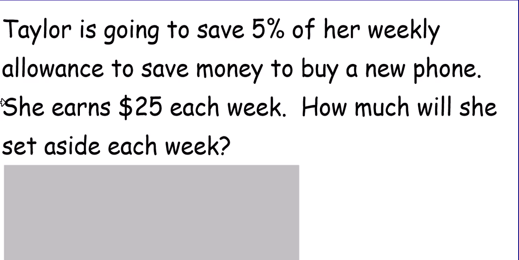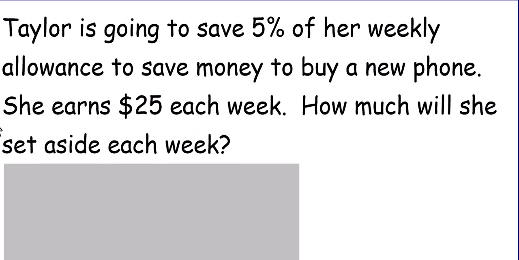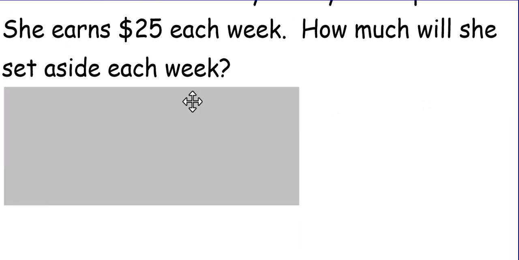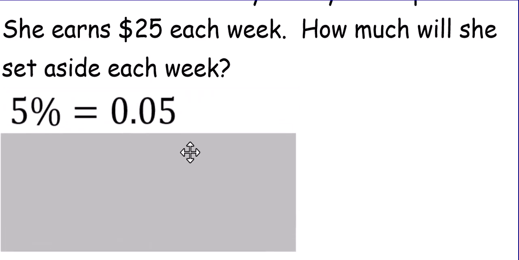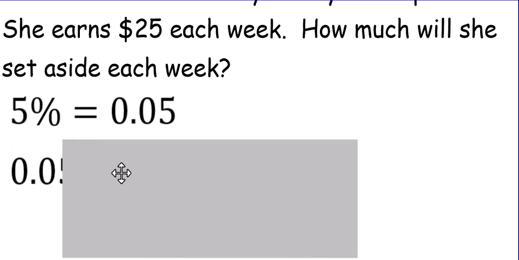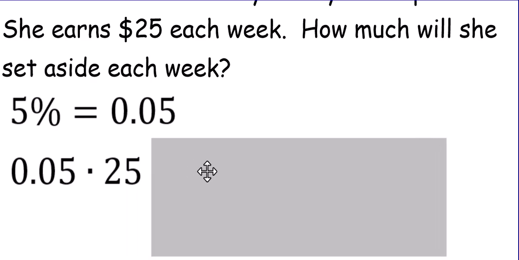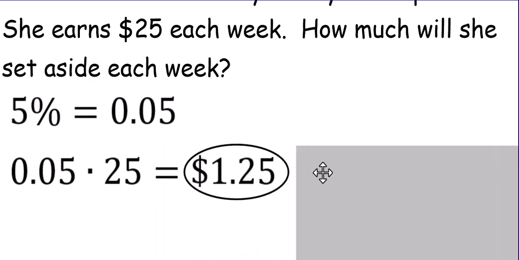Just like most of our other percent problems, we want to take that percent and write it as a decimal. 5% as a decimal is 0.05. Remember that we want to move that decimal point to the left 2 places always to change a percent into a decimal. Now, all we have to do is take that 5%, which is 0.05, and multiply it by $25 to determine how much she's going to set aside each week. 0.05 times 25 gets us $1.25.